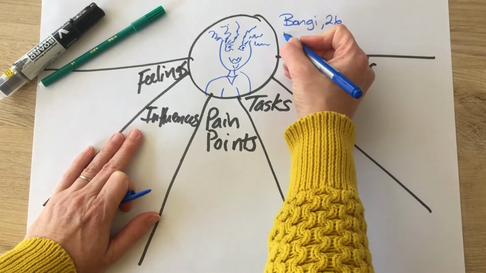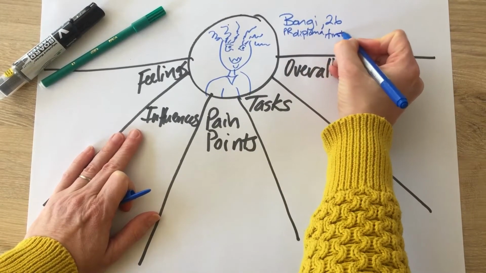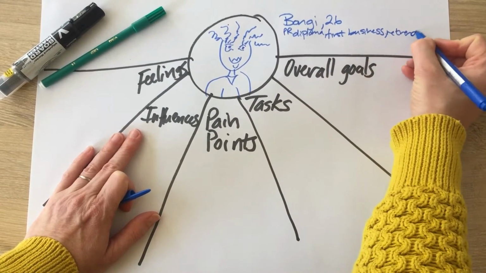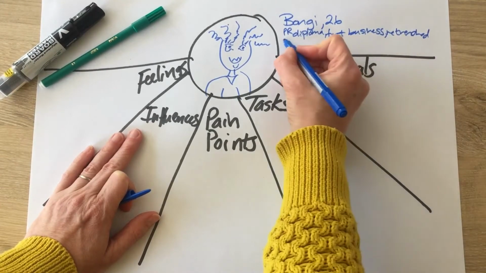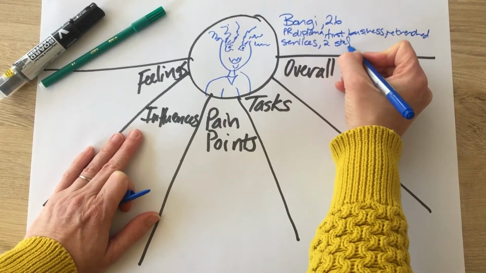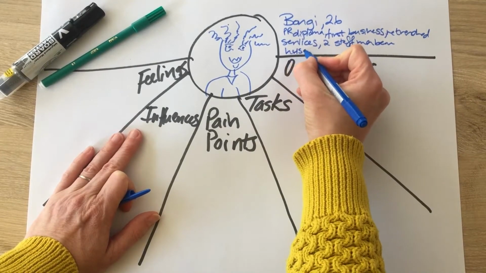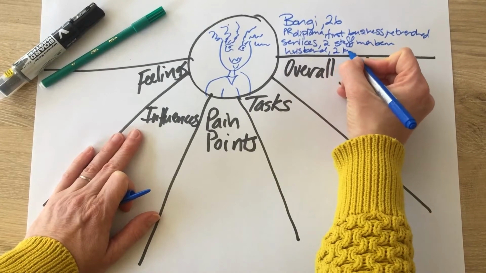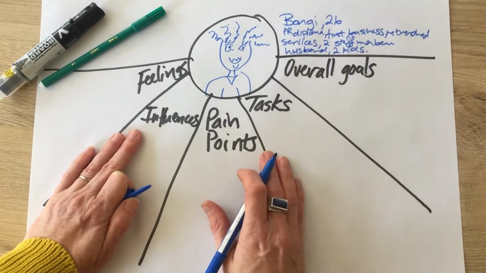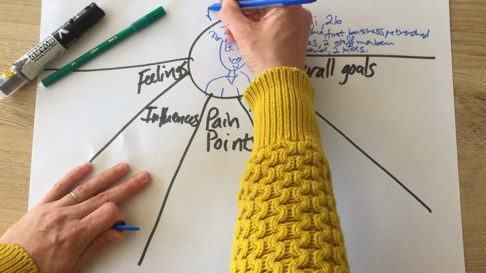Bongi has a PR diploma and is running her first business, which she started after she was retrenched 2 years ago. It's a busy services business, and she has 2 staff members. At home, she has a husband and 2 children under 5. Okay, so now we have a picture of Bongi and her life in our minds. This is called her persona.